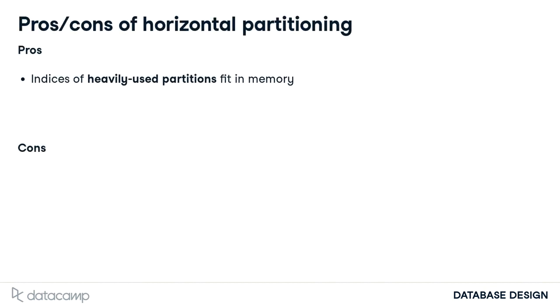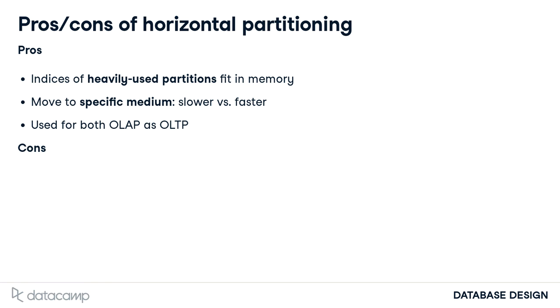Horizontal partitioning can help by optimizing indices, increasing the chance that heavily used parts of the index fit in memory. You could also move rarely accessed partitions to a slower medium. Both OLAP and OLTP can benefit from partitioning.